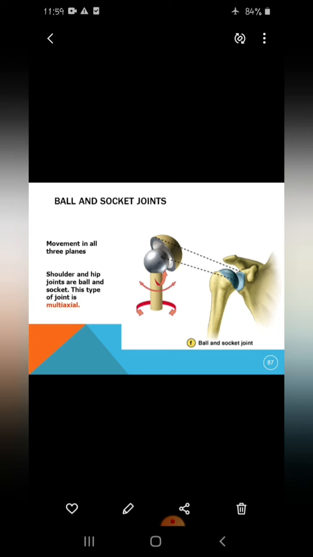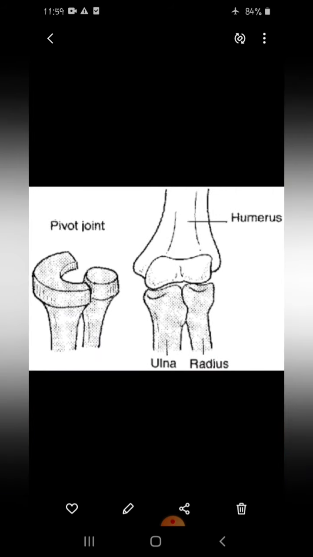The next one is the pivotal joint. The joint where our neck joins the head is a pivotal joint. Our neck is joined to the head, and that joint is called a pivotal joint. It allows us to bend our head forward and backward, and also we can turn our head to the right and left.